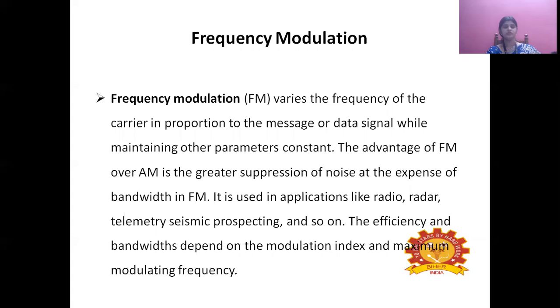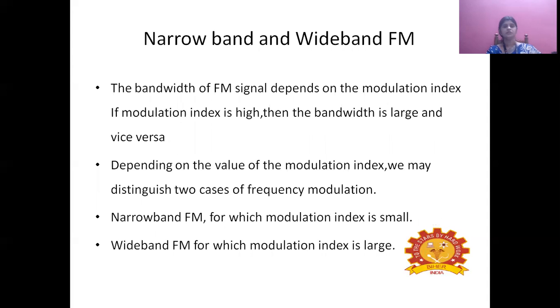That is the amplitude. So the advantage of FM over AM is the greater suppression of noise at the expense of bandwidth in FM. So it is used in applications like radio, radar, telemetry, etc. So the efficiency and bandwidth always depend upon the modulation index and the maximum modulating signal frequency. So there are various types of FM. One is called the narrowband FM, the other one is called the wideband FM.